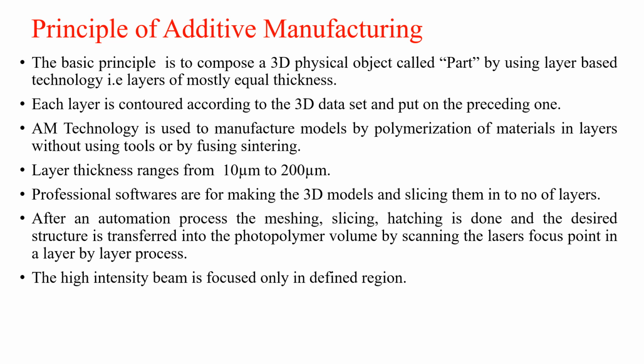So there are different professional softwares which are used for making 3D models and slicing them into a number of layers. After that, once this slicing and hatching is done, this data is fed to the machine. Now the machine starts building the object by using different types of sources, depending on the material, and finally we get a 3D object. So that is the basic principle of an additive manufacturing process.